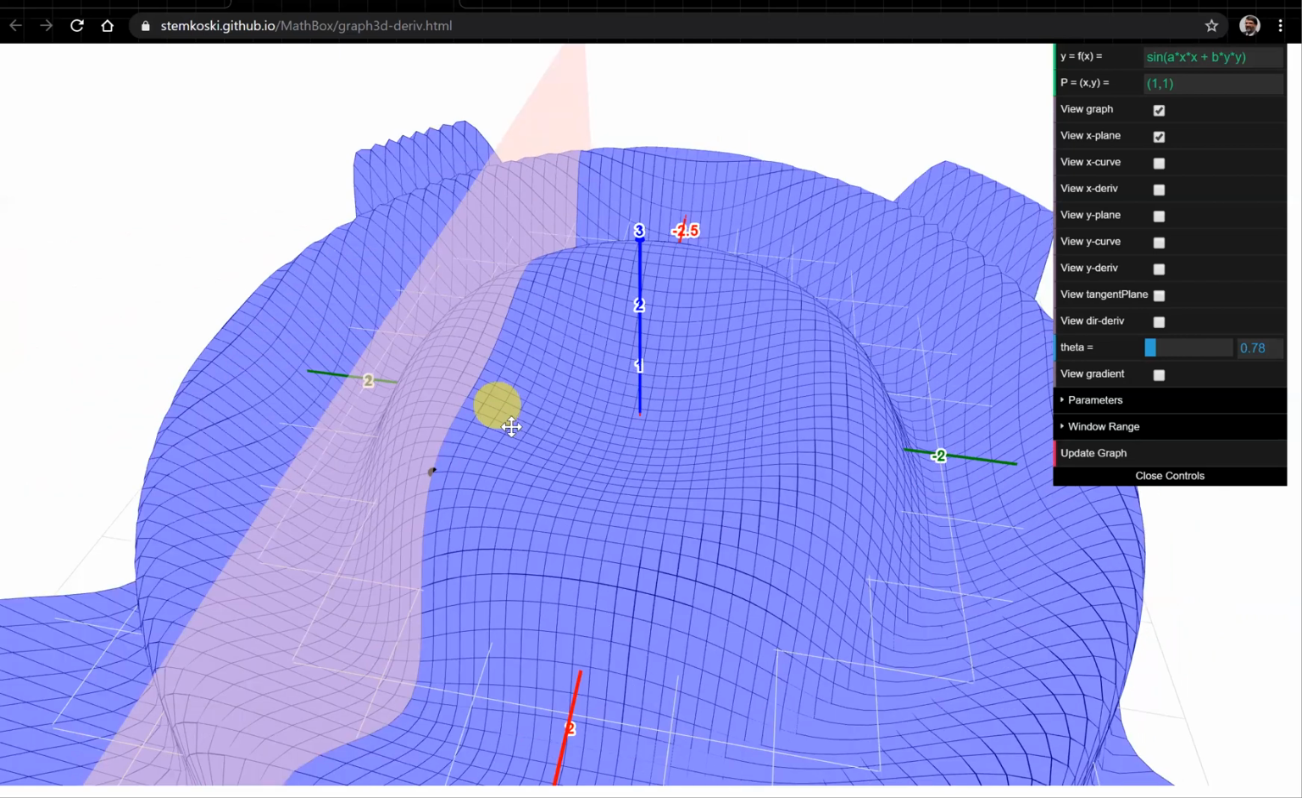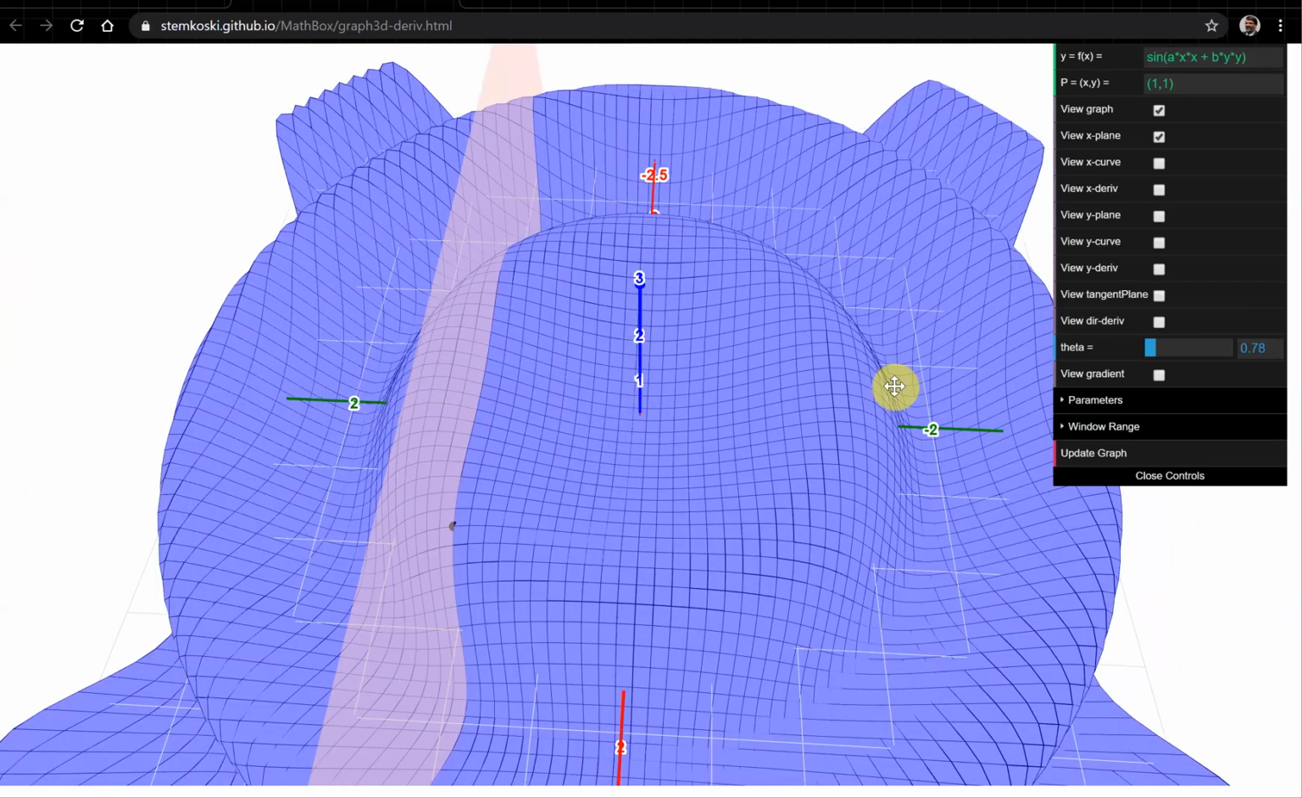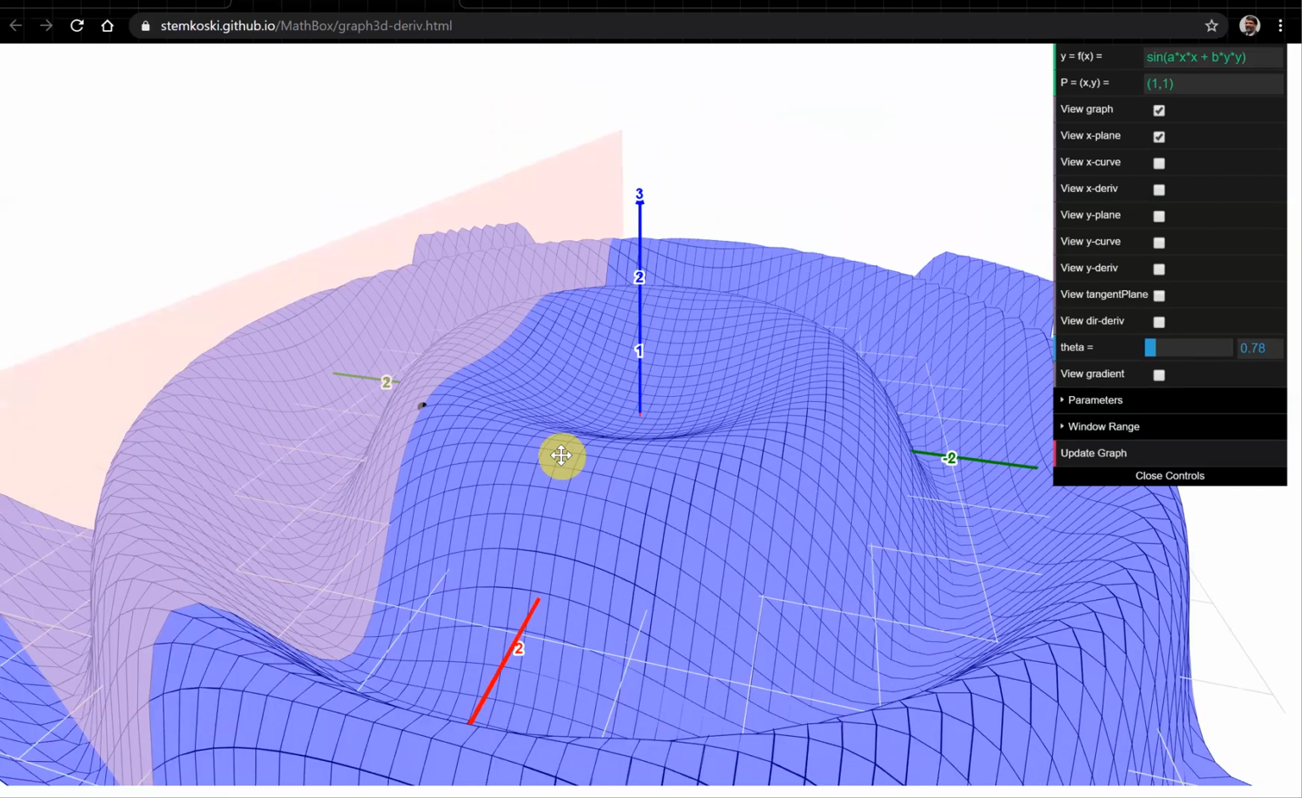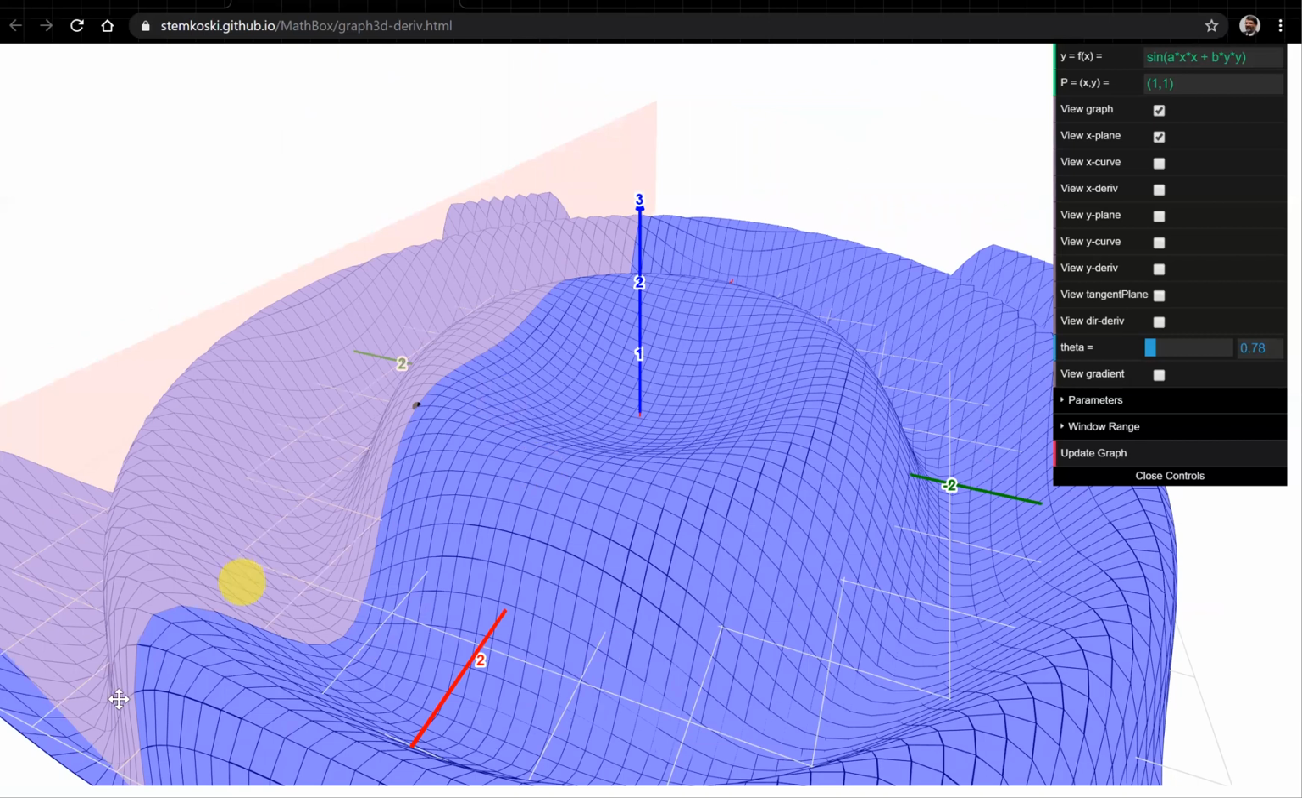And this plane, you might notice, it's perpendicular to the y-axis. So this is the set of points where y is equal to some constant. In this case, y is equal to 1. x and z are both allowed to vary. y is equal to 1. Now this plane intersects the graph in a certain curve, which I'll go ahead and highlight in red.